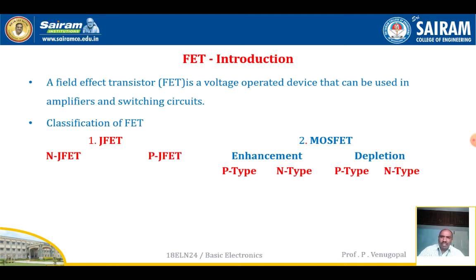JFET is further classified into two types. One is N-channel JFET, another is P-channel JFET. And the MOSFET can be classified further into two types, enhancement type and depletion type. In the enhancement, we have the P-type enhancement MOSFET and N-type enhancement MOSFET. Under depletion, we have two more types, that is P-type depletion MOSFET and N-type depletion MOSFET.